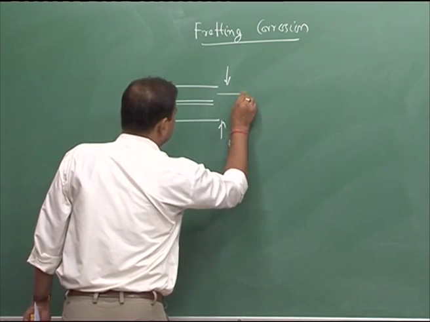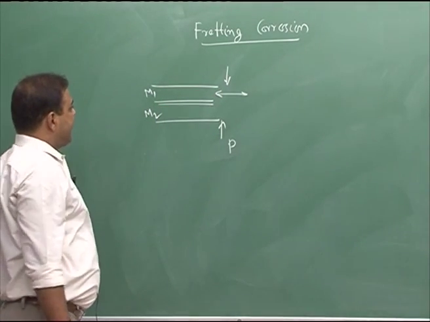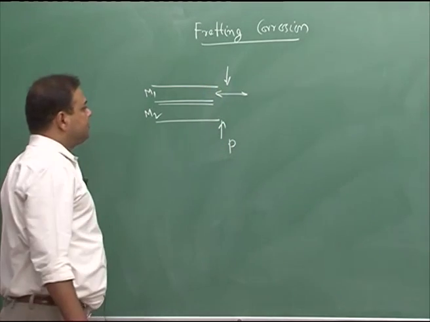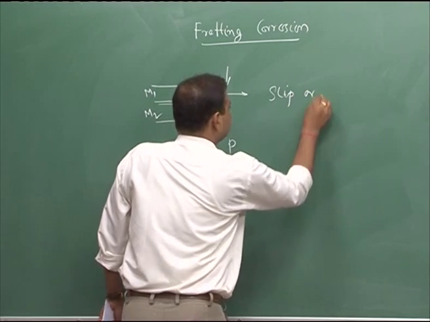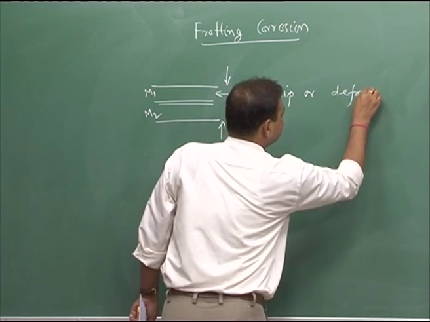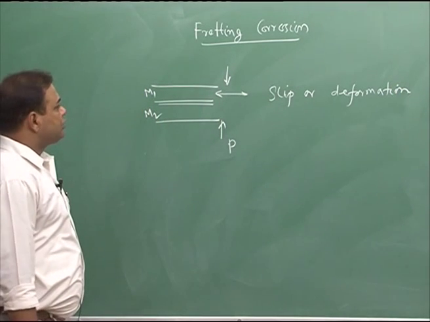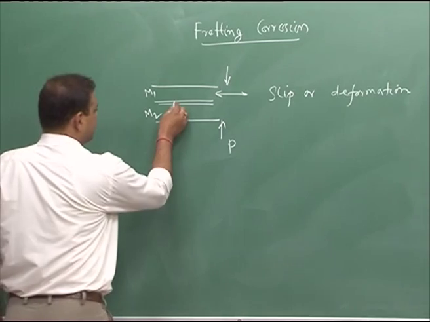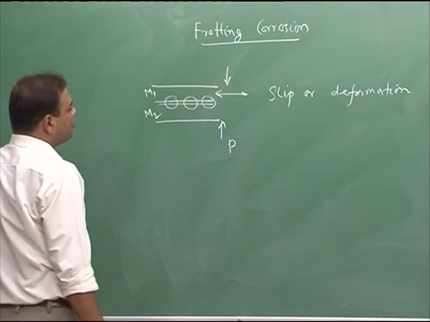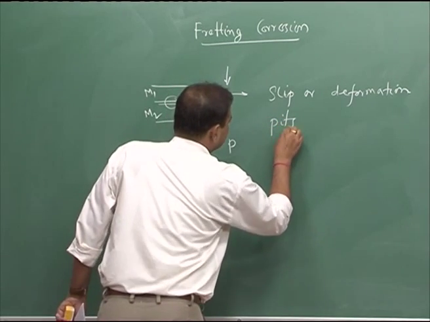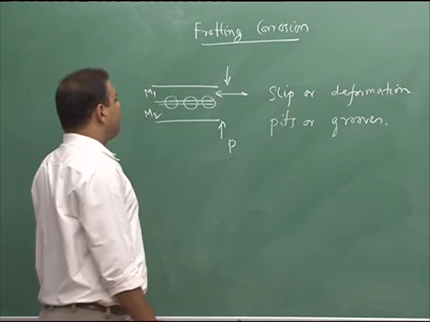But when these two metal objects are in close contact and under pressure, if there is a relative movement, and that pressure and relative movement create slip or deformation, that could lead to a sort of corrosion in this contact zone, and that corrosion would be in the form of pits or grooves. So, that forms in this zone.